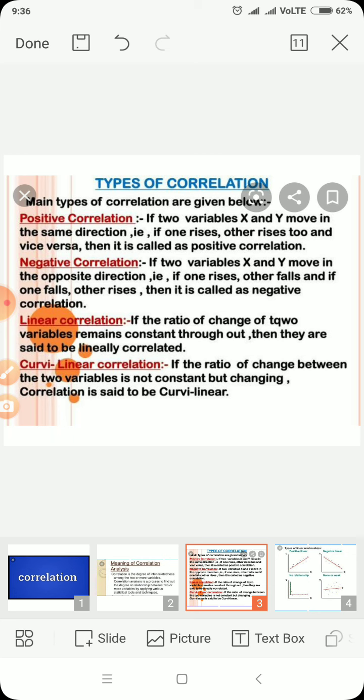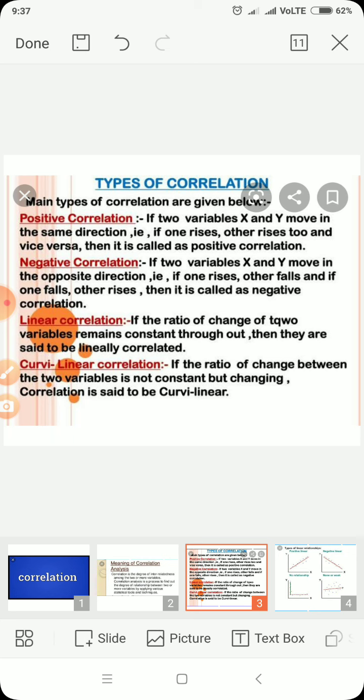When two variables, supposing there are two variables x and y, move in the same direction, what does it mean? If one rises, the other one also rises, and vice versa. If one is decreasing, the other one is also decreasing. So this relationship is termed as positive correlation. Clear? Over here you can take the example of the relationship between price and supply.